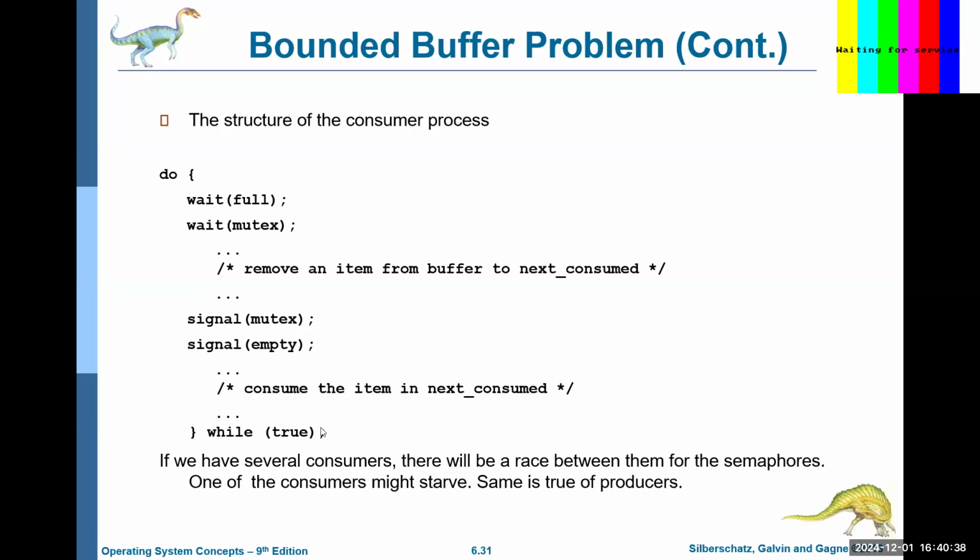What if we have several consumers? This is fine and dandy for one producer, one consumer, but what if we have several consumers? There'll be a race condition between them for the semaphore. One of the consumers might starve. The same is true of the producers. In other words, if I have multiple consumers here.